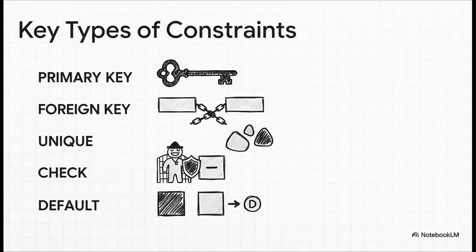A primary key gives every single row its own unique ID. A foreign key builds that critical link between tables that, by the way, makes our joins possible in the first place. And a check constraint can stop someone from, say, entering a negative number into a price column. Together, they create this rock-solid structure for your whole database.